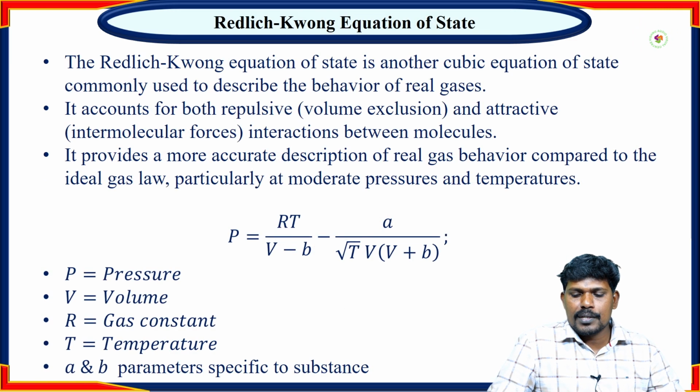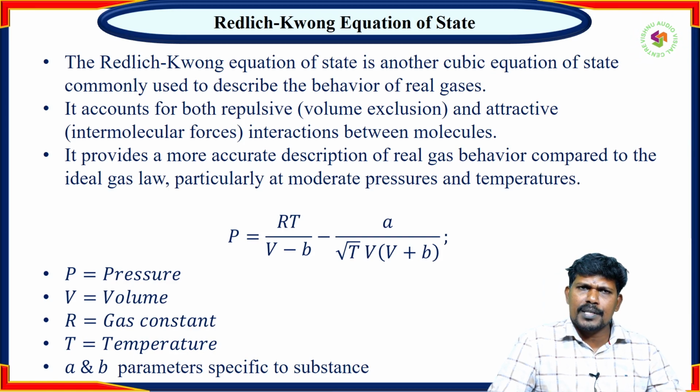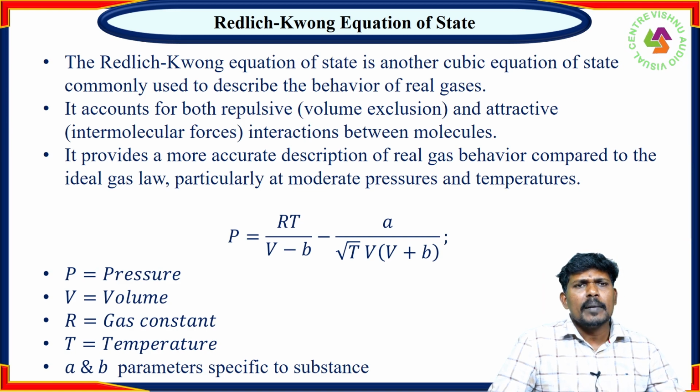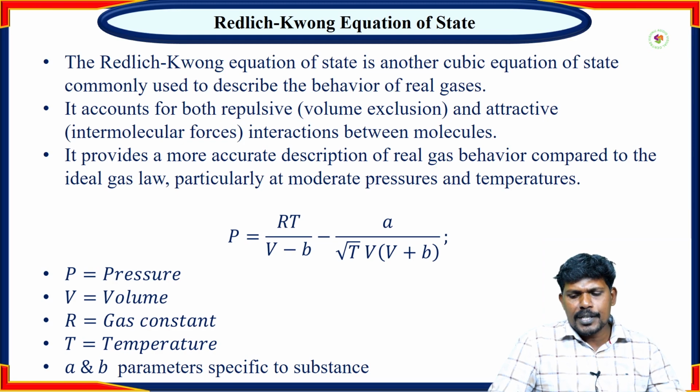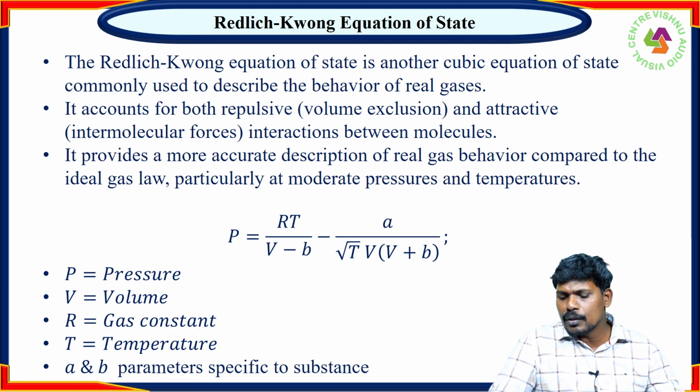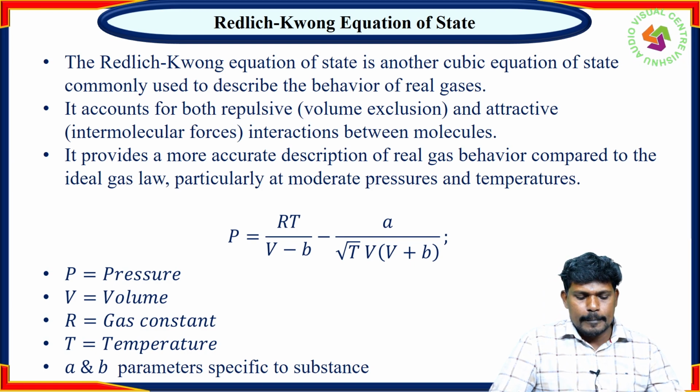Next, the Redlich-Kwong equation of state. The Redlich-Kwong equation of state is another cubic equation of state. It is commonly used to describe the behavior of real gases. It includes both attractive forces and repulsive forces. It provides a more accurate description of real gas behavior compared to the ideal gas, particularly at moderate pressure and temperature. The expression is P equals RT by V minus B, minus A by root T into V plus B.